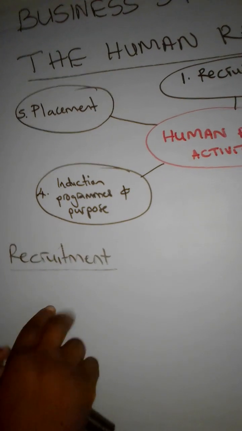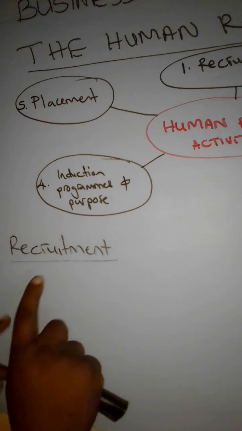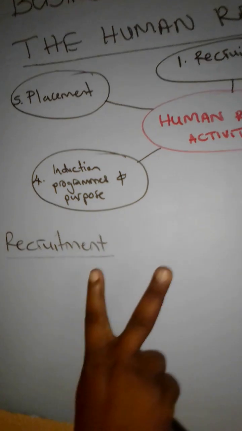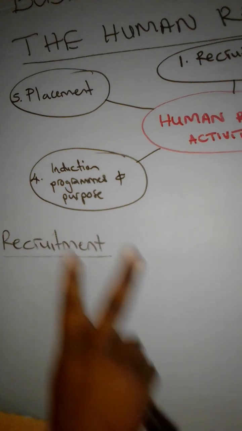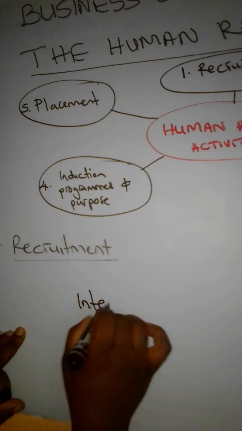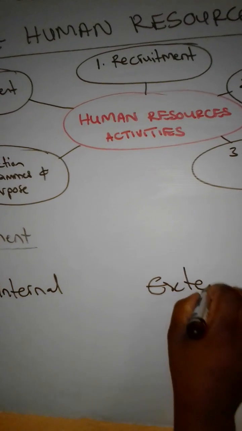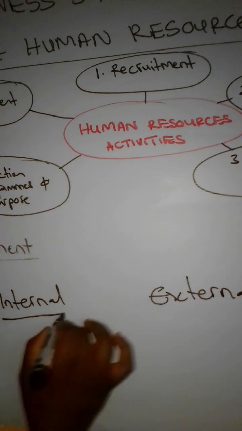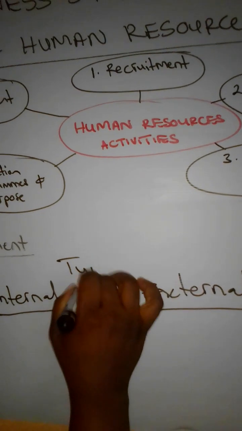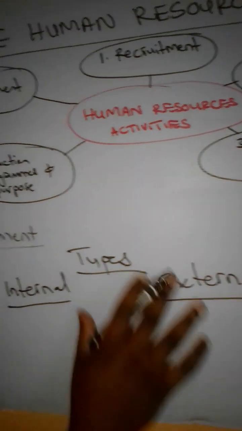Now we're still going to continue with the recruitment, the second part of recruitment. Remember, I was explaining that there are two methods or two types of recruitment that can actually be used by businesses. The first method I said is internal recruitment, and the other one is external. So these are the two types of recruitment that can be used by a business.